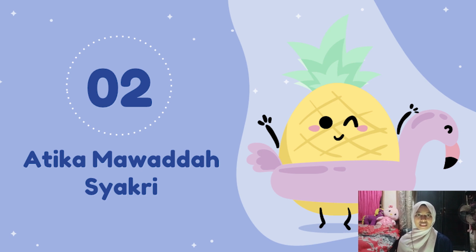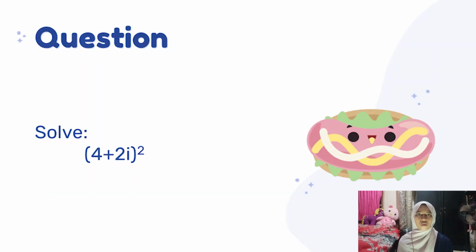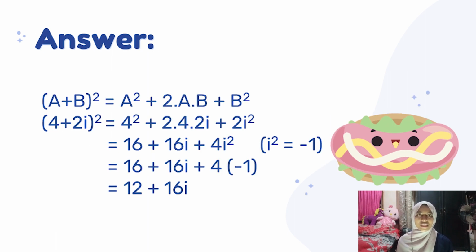Time is yours. Okay, my name is Atika Mawada Syakri. I want to explain about complex numbers. For example, the question is (4 plus 2a) all squared. The answer uses the definition that (a plus b) all squared is equal to a squared plus 2 times a times b plus b squared.